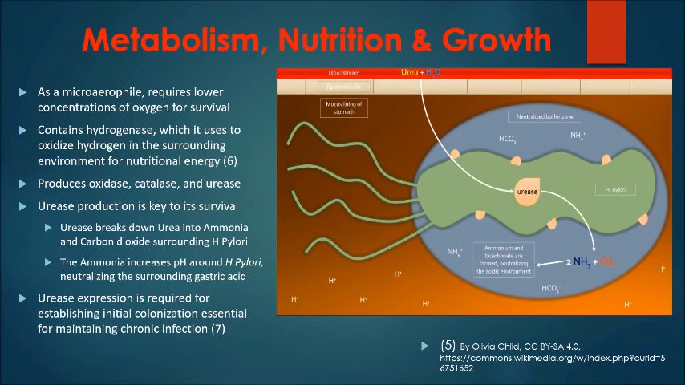There are a number of features that allow this bacteria to survive and thrive in stomachs. It's microaerophilic, so within the stomach, it only needs a little bit of oxygen, and it contains hydrogenase, which it uses to oxidize hydrogen in the surrounding environment to get its nutritional energy. From that hydrogen, it produces oxidase, catalase, and urease. The urease production is key to its survival because it takes in urea, breaks it down, and creates ammonia and carbon dioxide. That ammonia in the surrounding area increases the pH, making it more basic, less acidic, and creates kind of a window of less acidity right around the organism, which allows it to live.